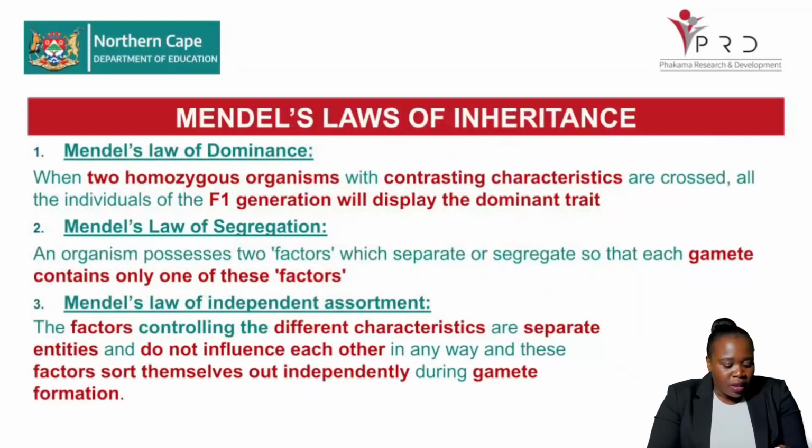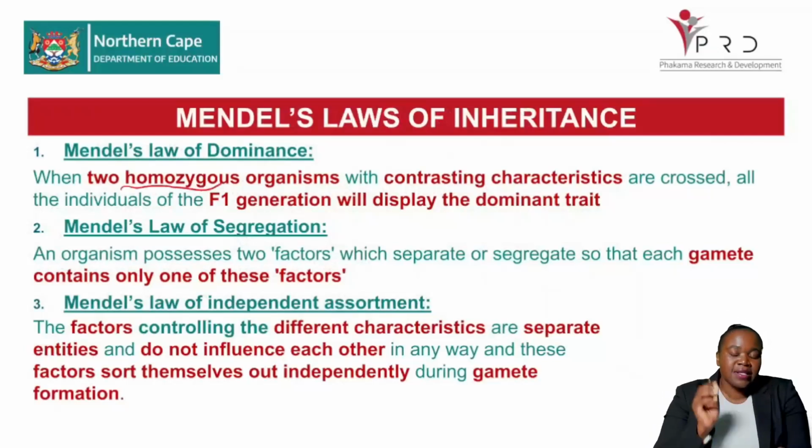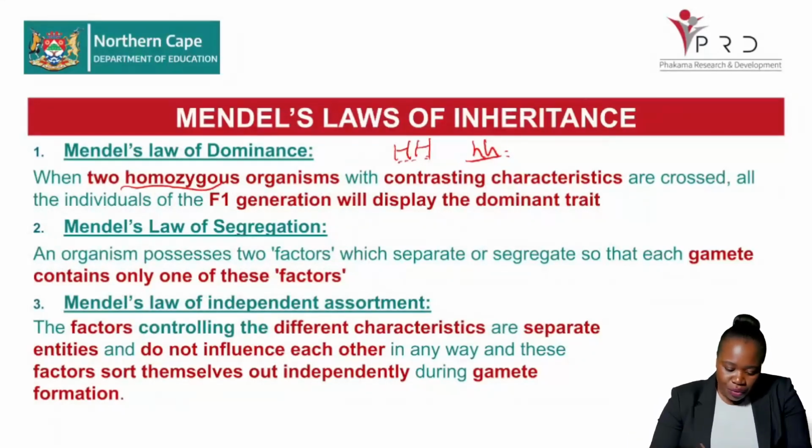So firstly, the law of dominance. When 2 homologous organisms, remember, I said, know your terminologies, right? Now, what do they mean when they say homologous? They mean organisms that have, for example, this would be homologous, this would be homologous as well, because these alleles are the same, right? And then heterozygous, homozygous, and heterozygous. This would be heterozygous. This is hetero, and this is homozygous.